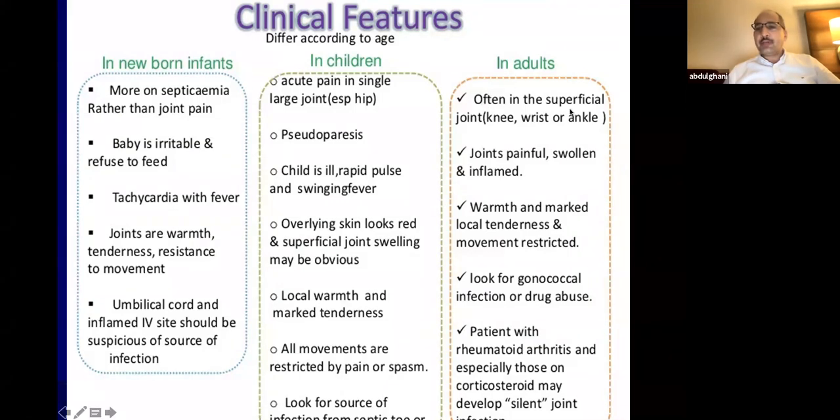Whereas in case of adults, often a superficial joint like knee, wrist, and ankle is involved, joint painful, swollen, inflamed, a similar picture as in children. Local rise of temperature, marked tenderness, range of motion restricted. Look for gonococcal infection or drug abuse.